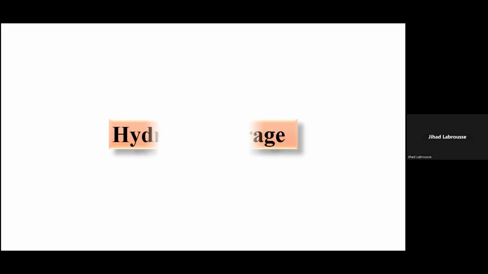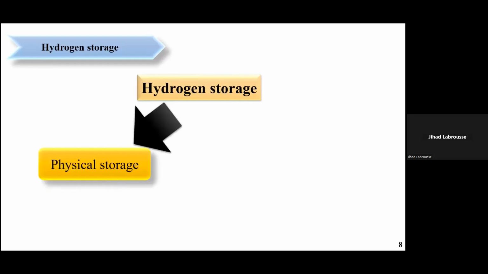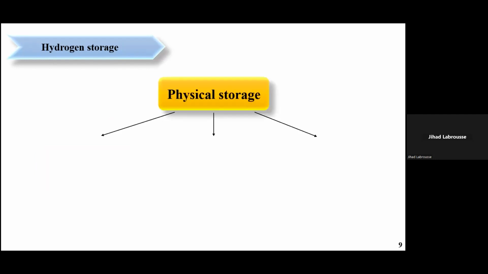According to all these things, we can conclude that hydrogen fuel is a promising fuel for renewable energy. But how can we store hydrogen? Actually, to store hydrogen, we have two methods: physical storage, and another method which is chemical storage. Let's start with the first one, which is physical storage.